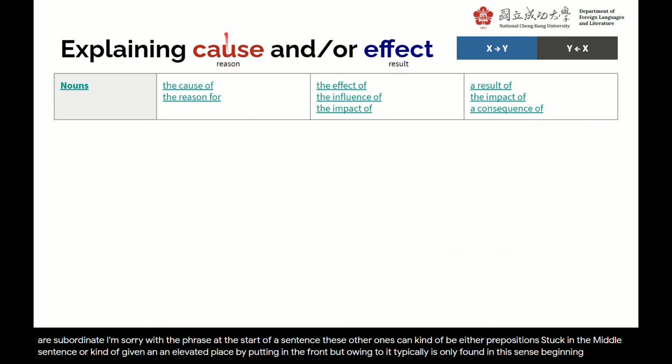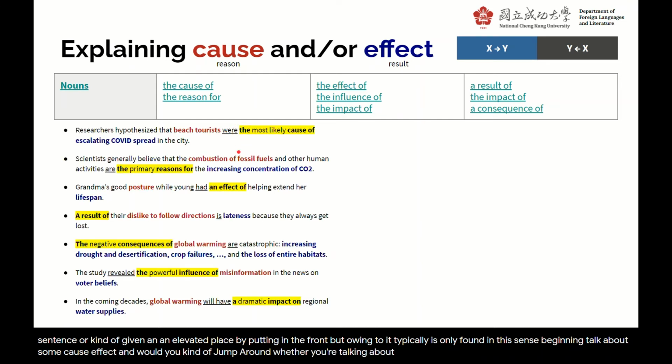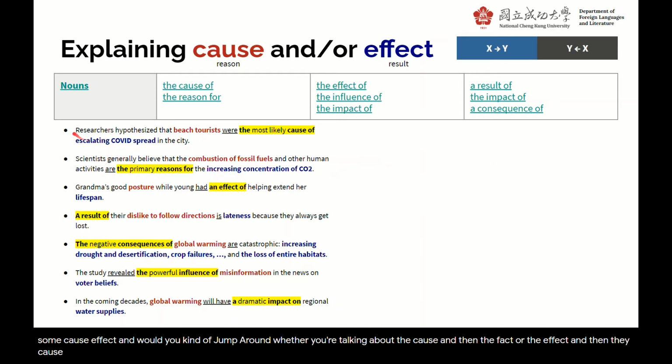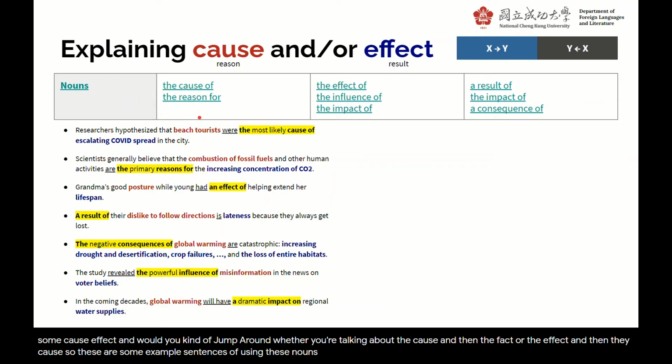So now we're going to talk about some cause and effect, in which you can kind of jump around, whether you're talking about the cause and then the effect, or the effect and then the cause. So these are some example sentences of using these nouns in a cause and then an effect. So take a good note.